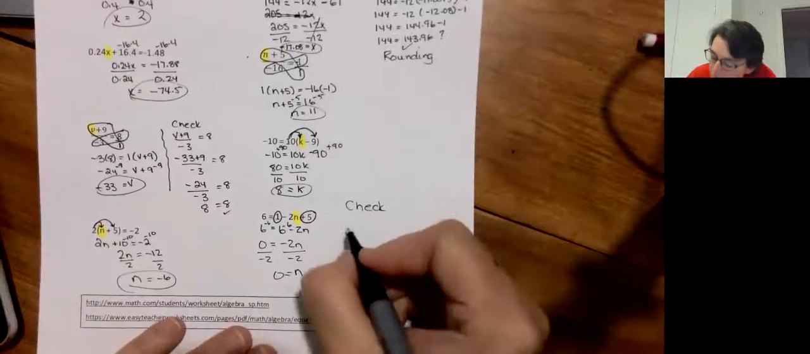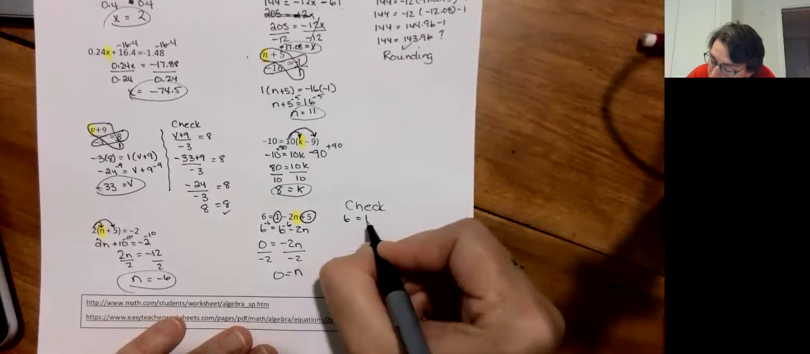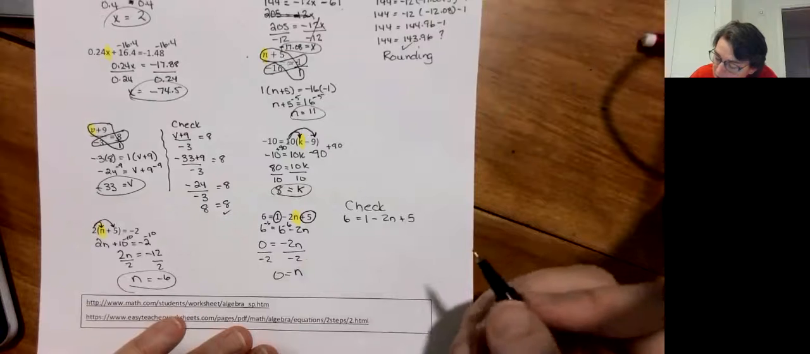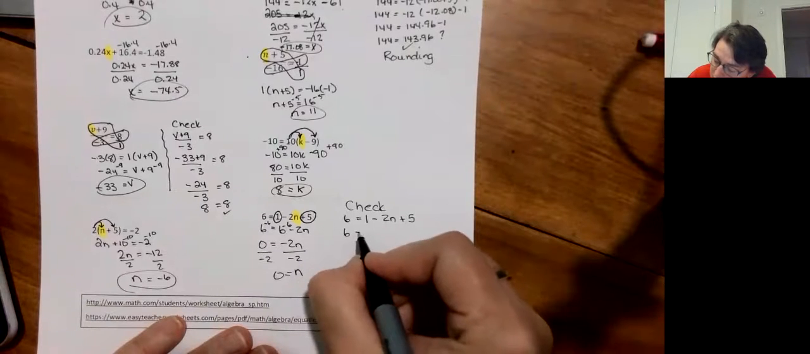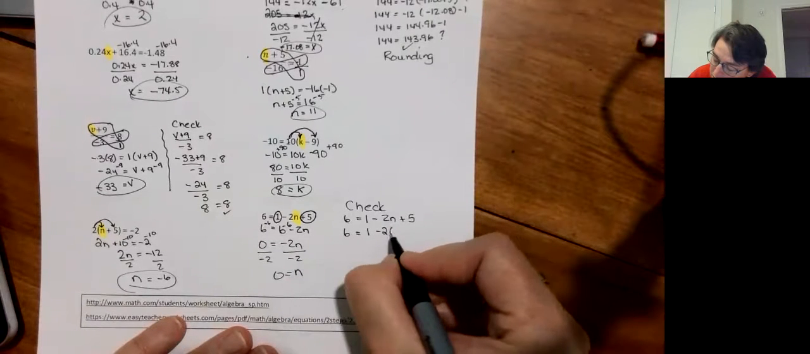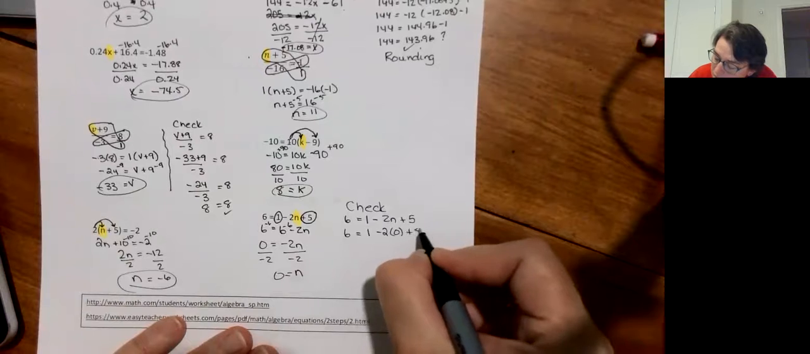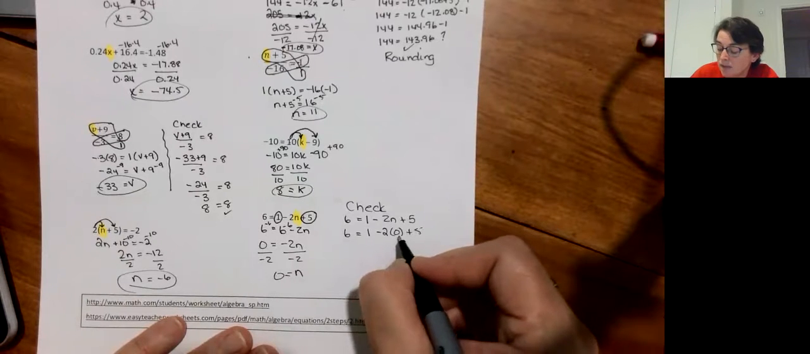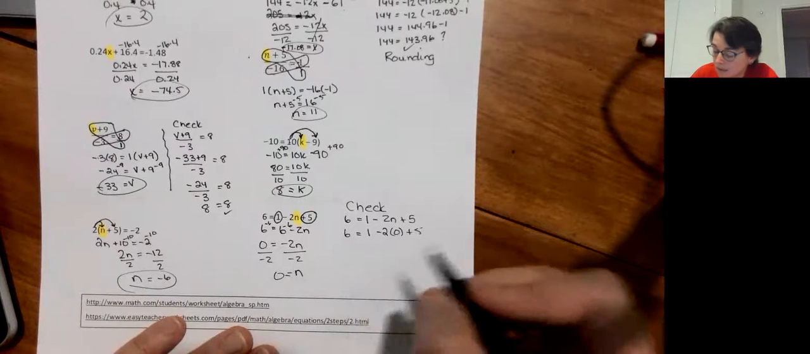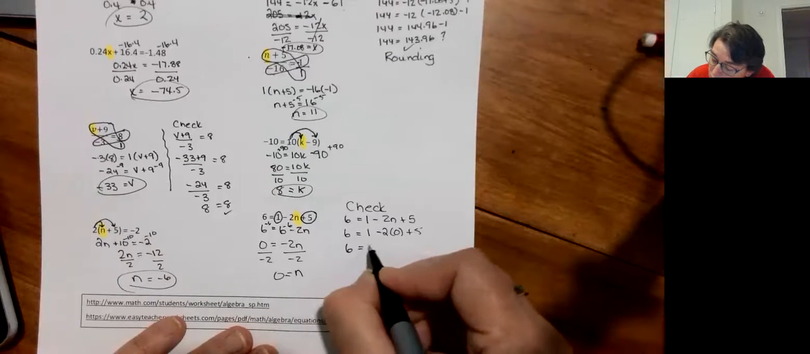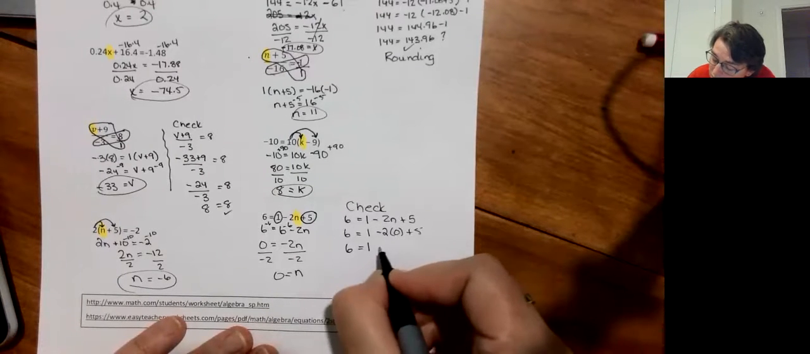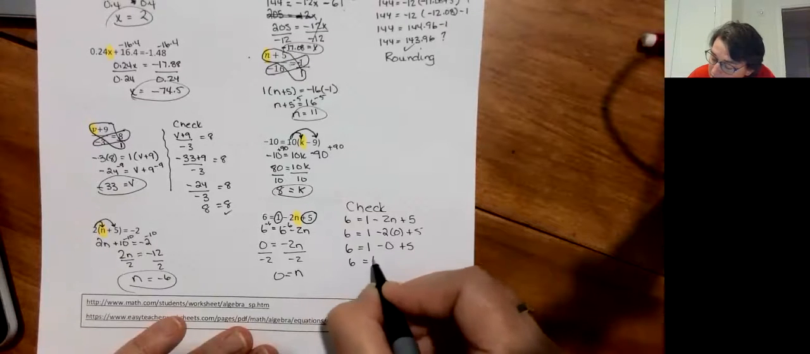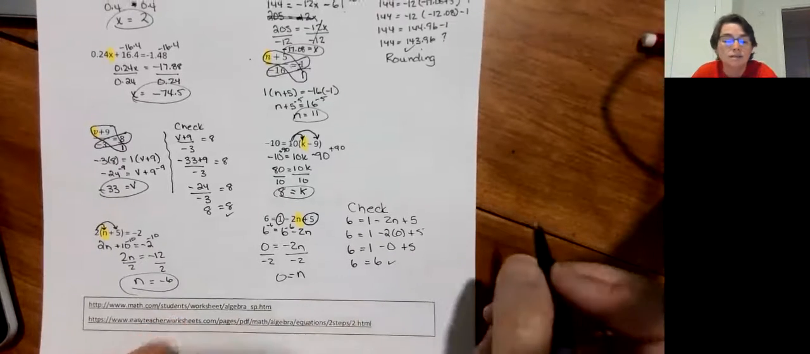Move over. So 6 is equal to 1 minus 2n plus 5. Now I'm going to put my 0 in. 6 is equal to 1 minus 2 times 0 plus 5. Here's a point where it's really a good idea to put that number that you substitute in brackets, because otherwise that's going to look a lot like 20. And we get 6 is equal to 1 minus 2 times (0) plus 5. 6 is equal to 6. So yeah, it all worked.